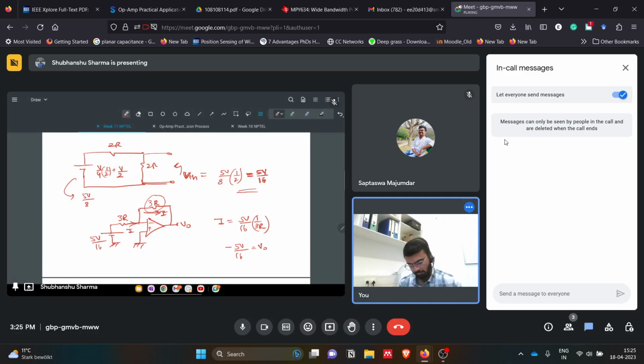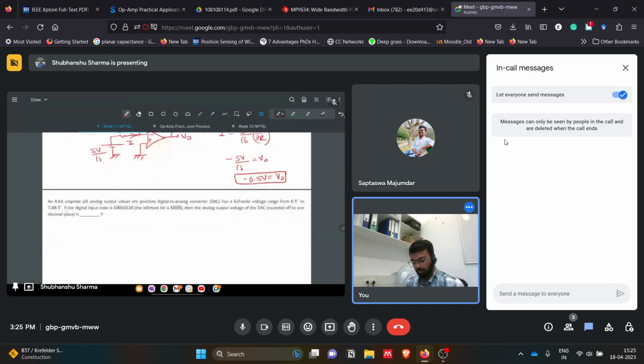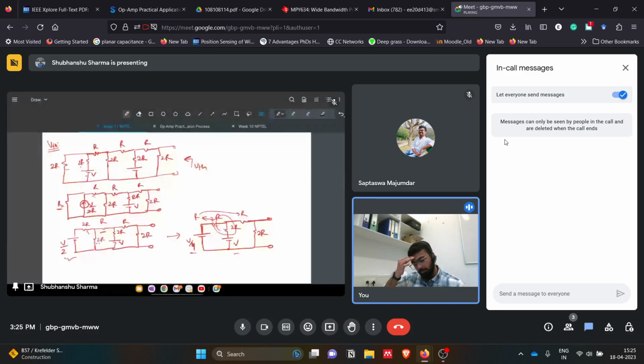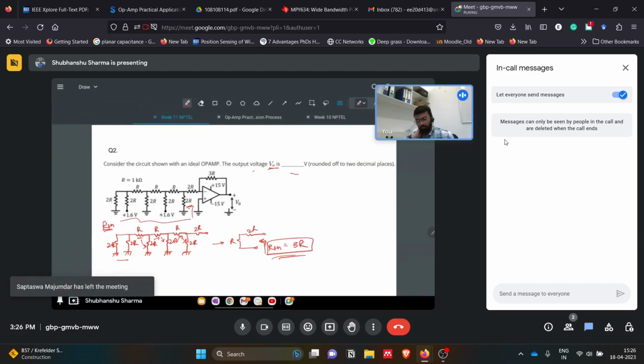So yeah, we are having 1.6 as the value, so it will be 0.5 minus 0.5 volts. Okay, so now I was telling about this question. When you consider the circuit shown with an ideal op amp, the output voltage V naught is dash volt. When you have these kinds of questions, you can simply go with the Thevenin voltage and the Thevenin resistance, and then you can solve this question.